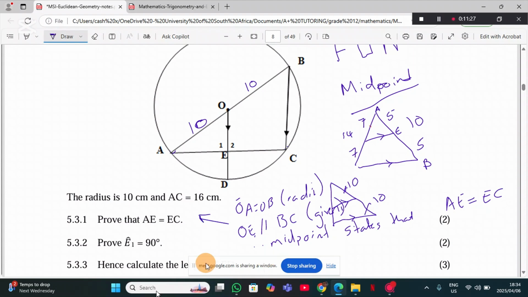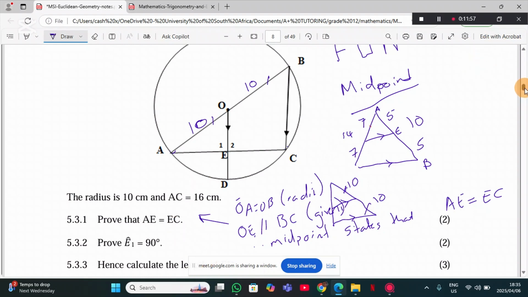Wait, what are they looking for? Prove that AE is equal to EC. So I have told them that OA is equal to OB, which is this and this, and that this is parallel. Therefore, the midpoint theorem states that if it's like this, then AE is equal to EC. Since those two sides are equal, the other two lengths have to be equal as well.